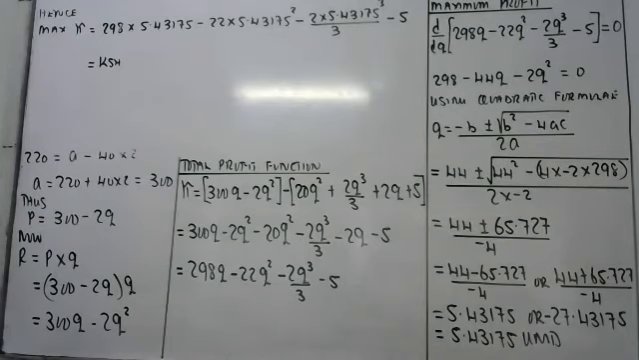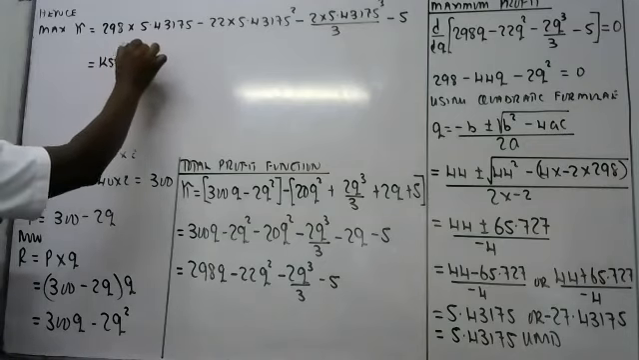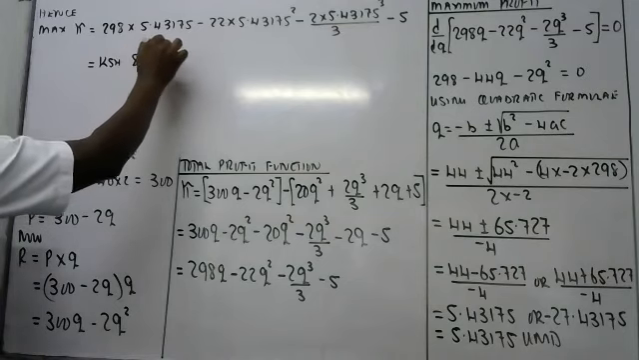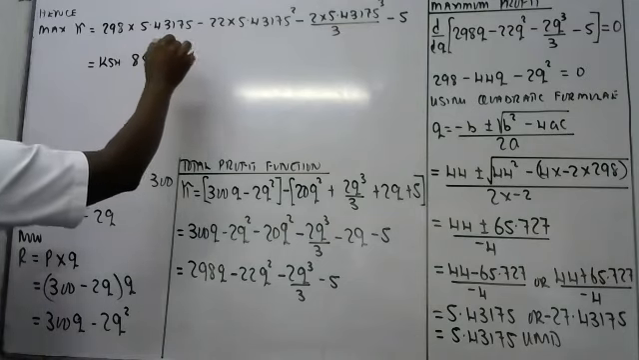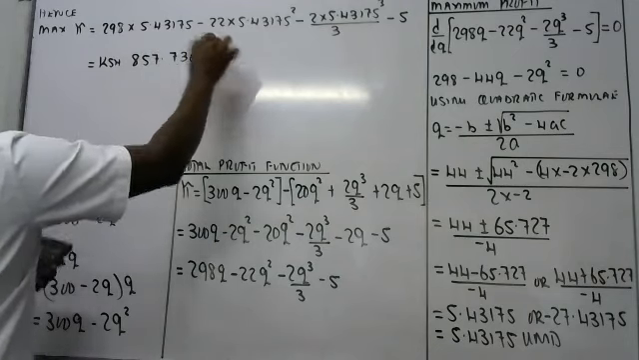So 298 times 5.43175 minus 22 times 5.43175 squared minus 2 times 5.43175 raised to the power 3 divided by 3 minus 5. I'm getting 857.736954.